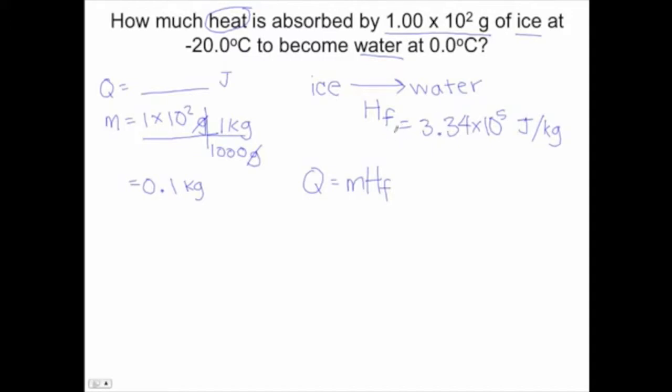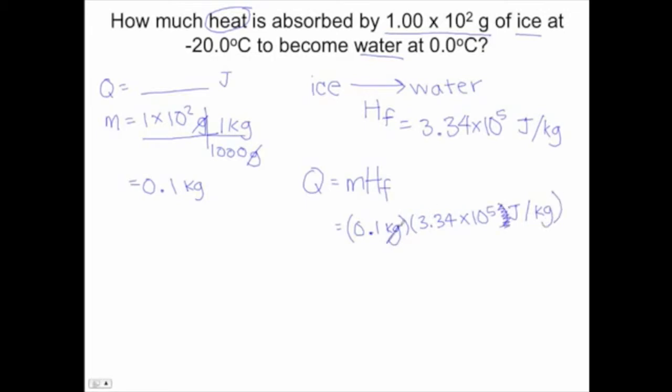And it's really important you get the heat of fusion instead of the heat of vaporization, because if you get the heat of vaporization, you'll do all your math right, and then you'll get the wrong answer because you used the wrong H. So just make sure when you're looking at the table that you get the right one. And I'll show you a table on the next slide. So we have 0.1 kilograms times 3.34 times 10 to the 5. It should be joules per kilogram, and my parentheses should end here, not here.